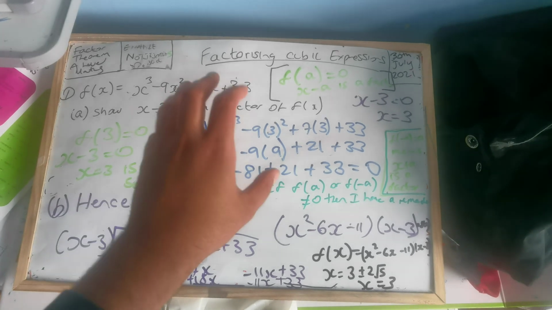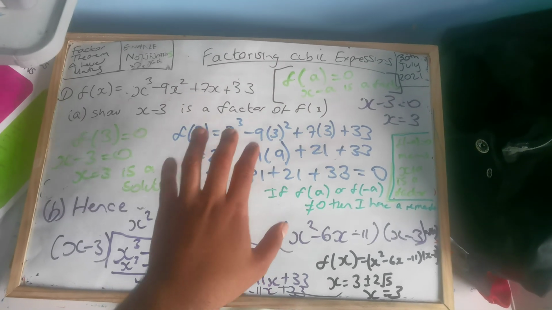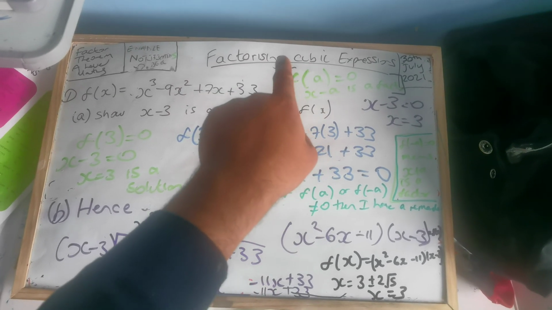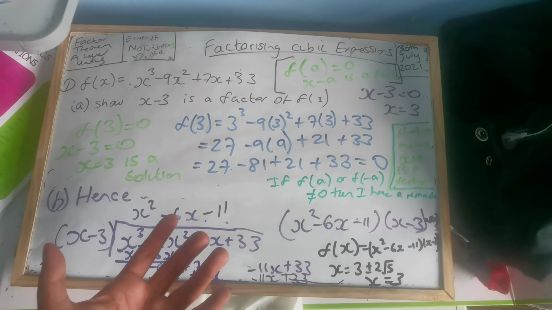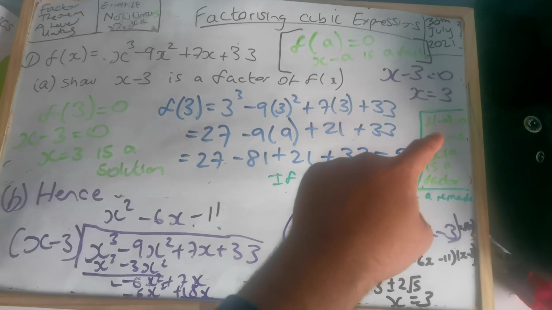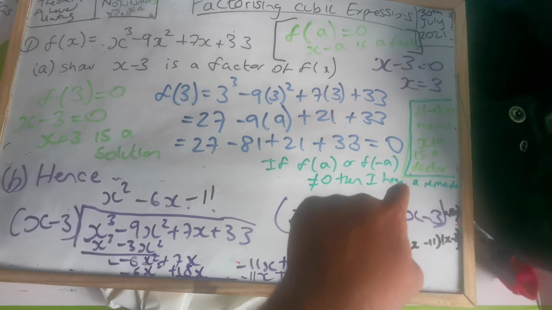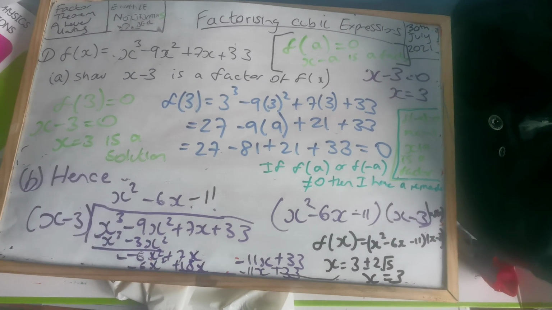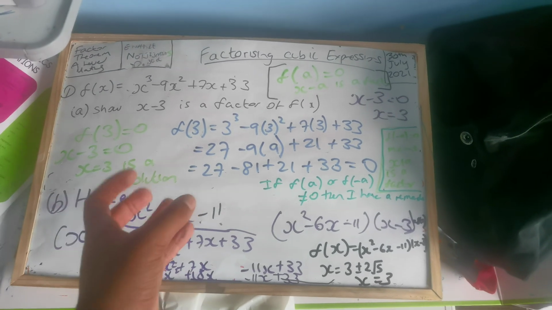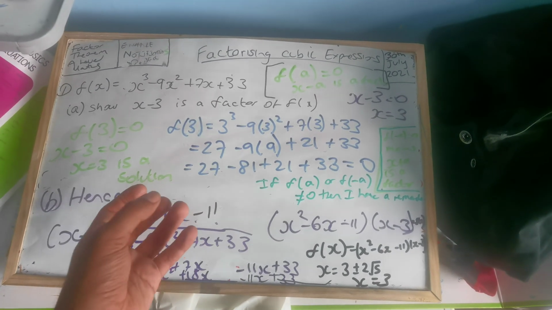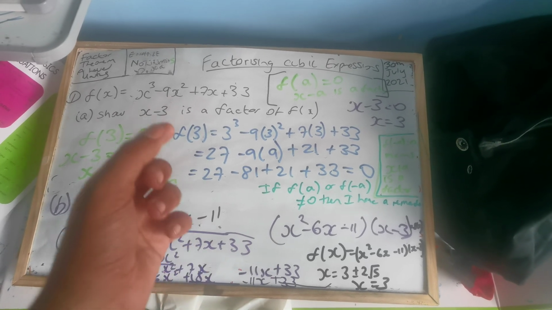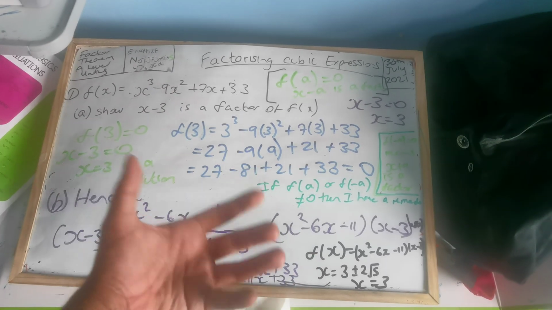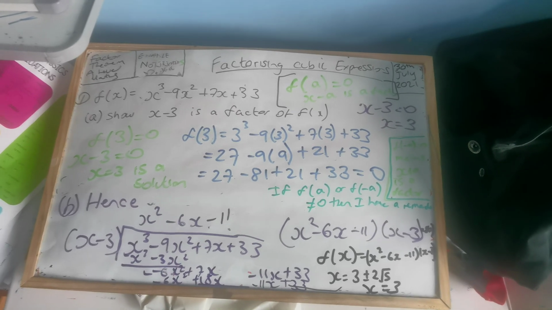So we said that a solution exists and is true if f of a equals 0, then x minus a is a factor. And similarly, if f of minus a equals 0, then x plus a is a factor. So what we're saying is a factor exists for a polynomial f of x such that if f of a equals 0, then x minus a is a factor.